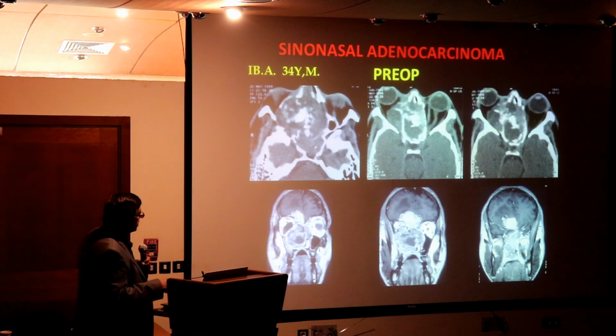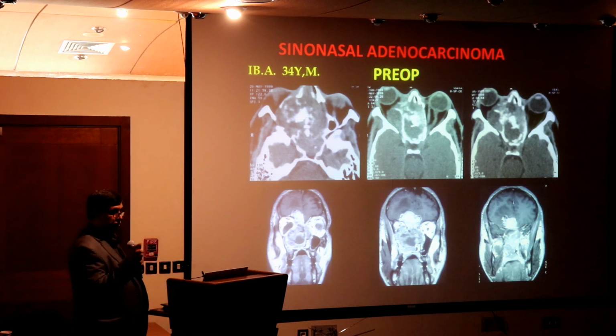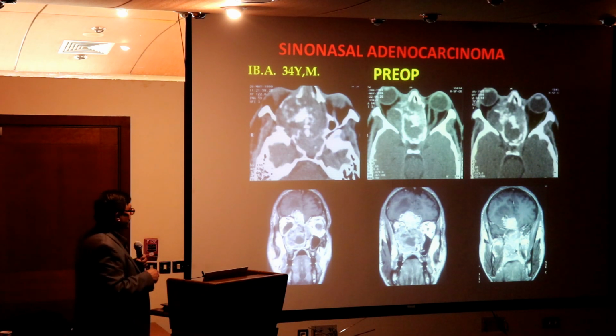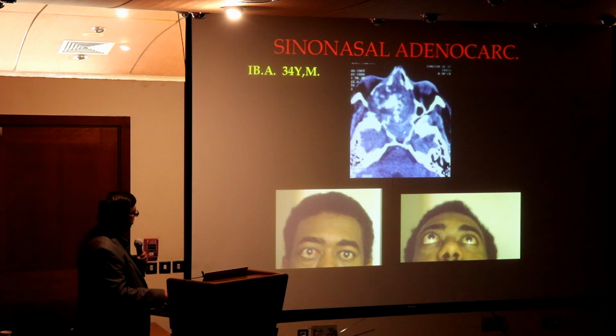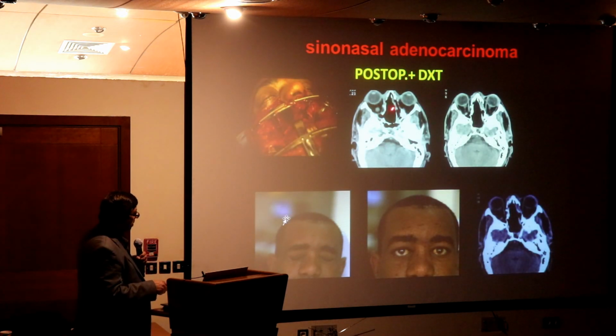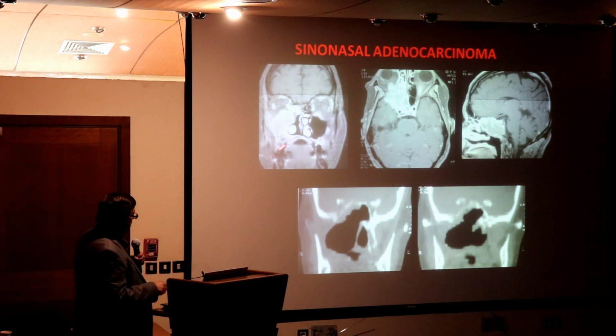Extension from tumors in the sinonasal area, sinonasal, nose and sinuses. Special terminology, sinonasal adenocarcinoma. Look at this extensive tumor. So this is the patient from Sudan, 34-year-old, with this proptosis here. And you may think that this is inoperable. It is operable. That's what we did with my facial-maxillary surgeon, Dr. Sata. We removed the tumor completely. Sinonasal adenocarcinoma again, before surgery and after surgery.